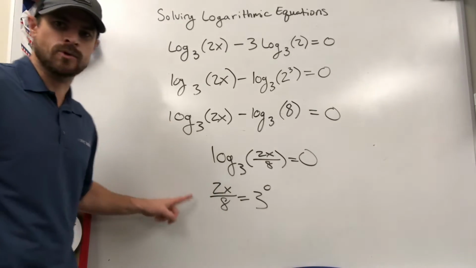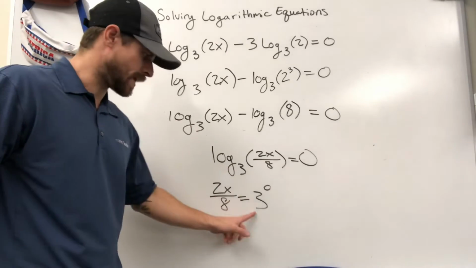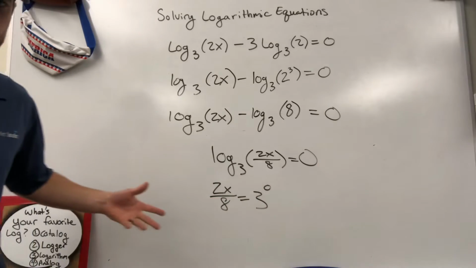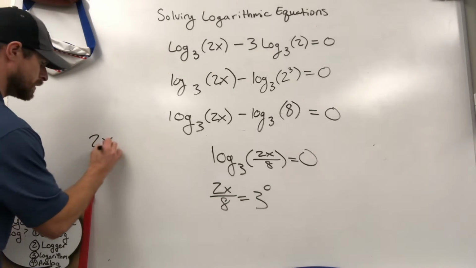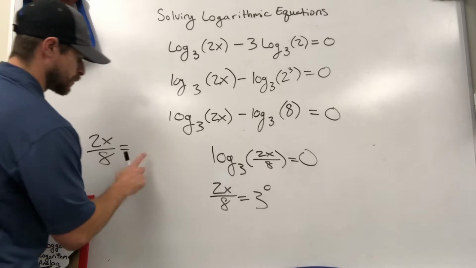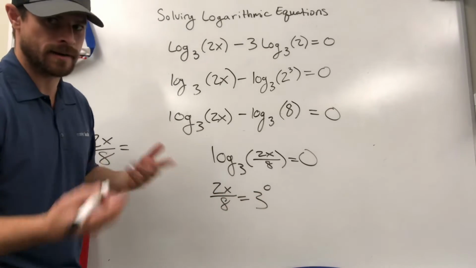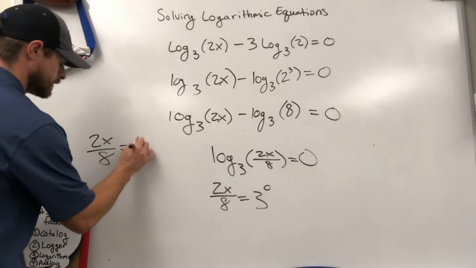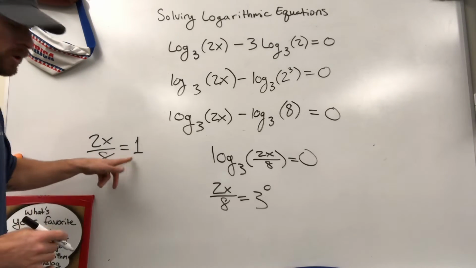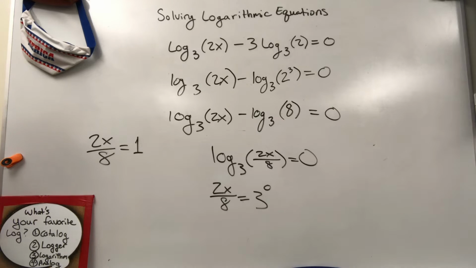Now that I have this equation, we can just start to simplify. Remember, this is 3 to the power of 0 right here. But we know anything to the power of 0, another exponent rule, equals 1. You should have learned that back in your first algebra class.